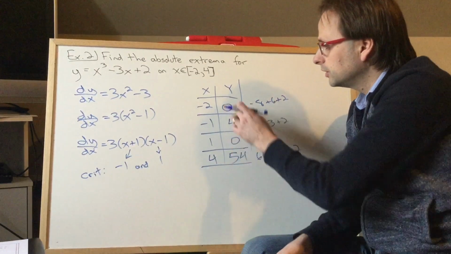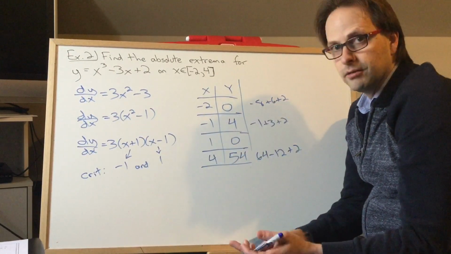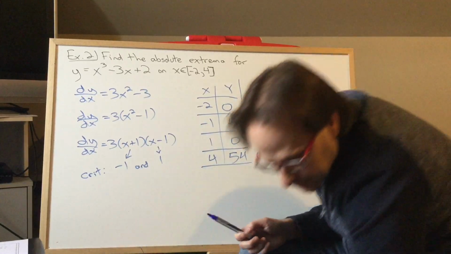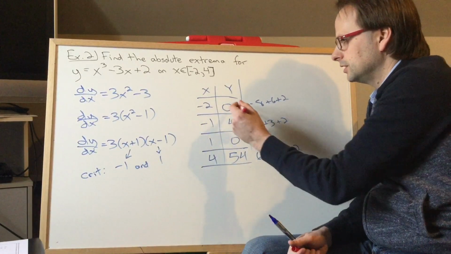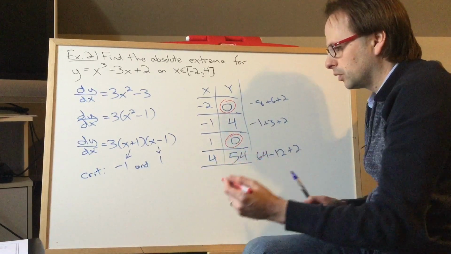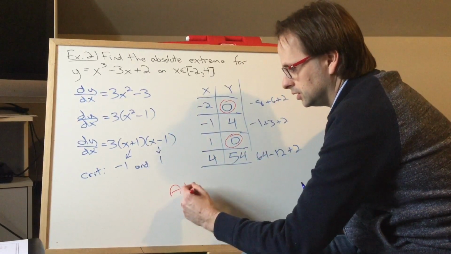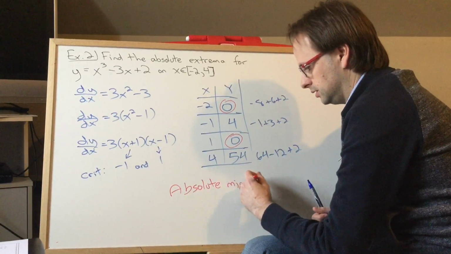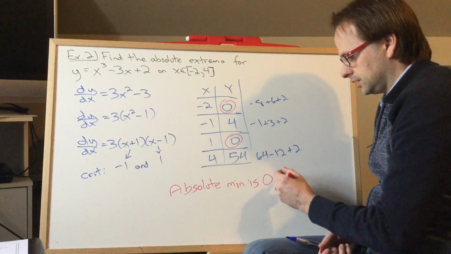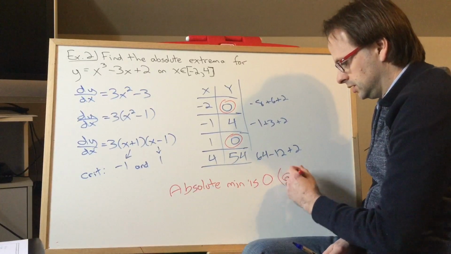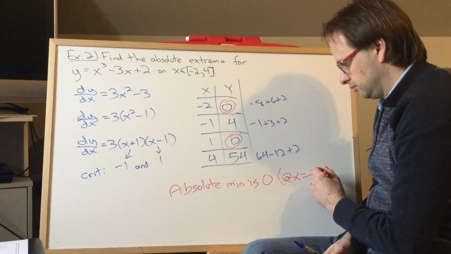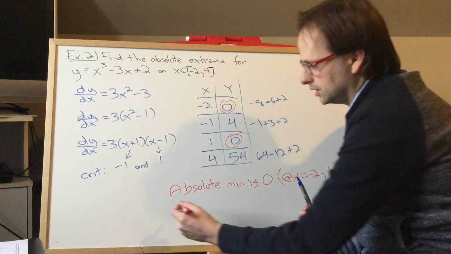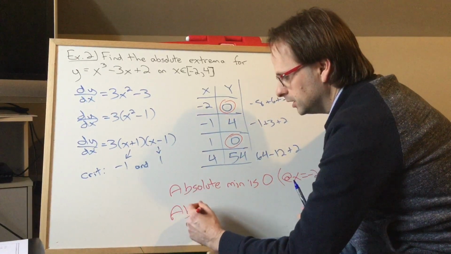I've done all this work to figure out what the y values are. Finding the absolute min and max should be really easy now. Right here, this is the lowest y value. It happens twice. So the absolute min is 0. And it happens at x equals -2 and x equals 1. It happens twice. The absolute max is just the biggest y value.